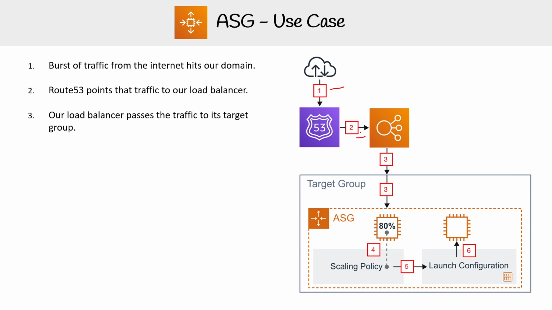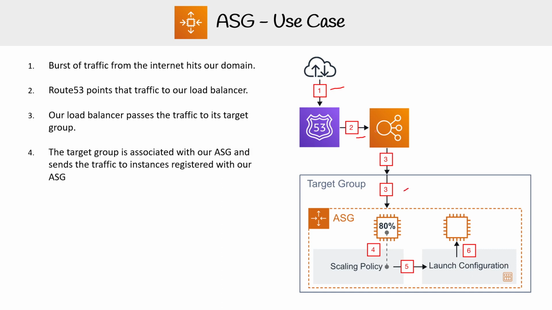Our load balancer passes the traffic to our target groups, which is over here. The target group is associated with our ASG and sends the traffic to the instances registered with our ASG, okay, over here. The ASG scaling policy will check if our instances are near capacity.